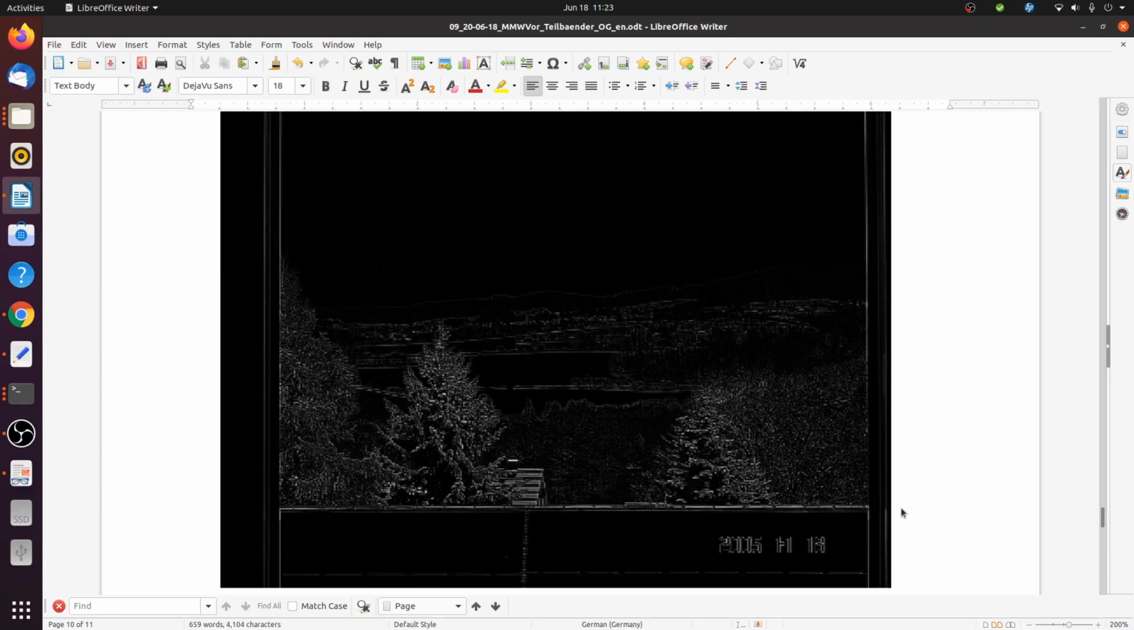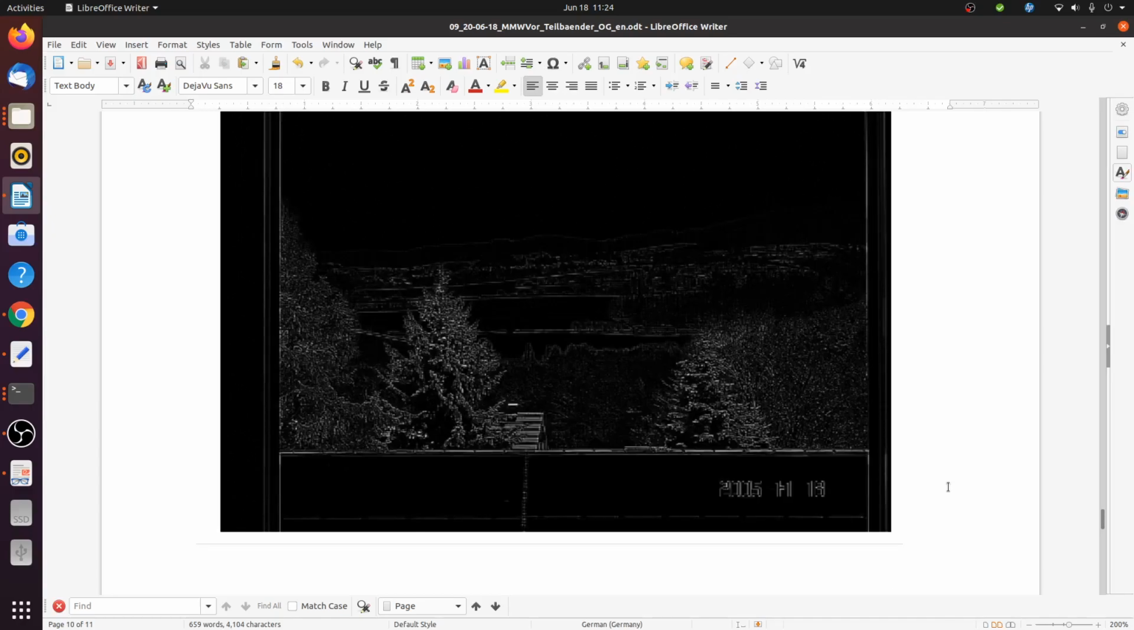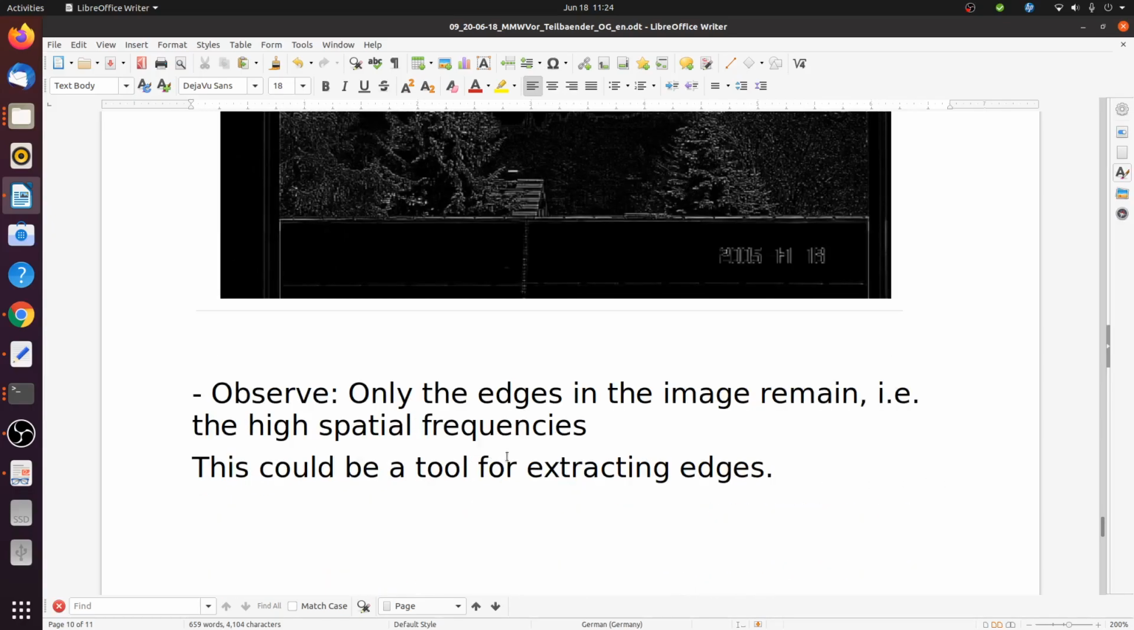So this almost looks like an artistic drawing. If you have a black paper and you draw with a white pen, this is what you would get in a drawing. So it's almost something artistic. Yeah, so only the edges in the image remain, which means the high spatial frequencies. Right? And this can also be a tool for extracting edges.